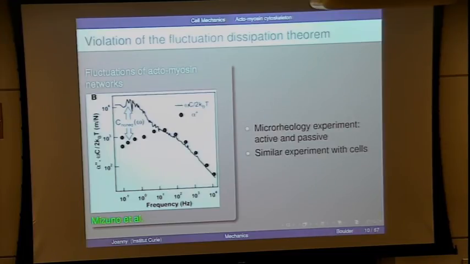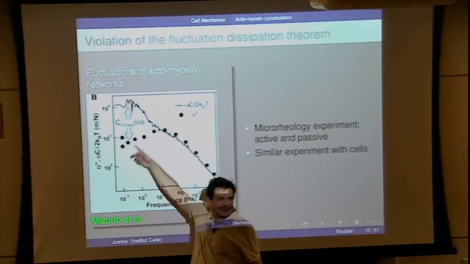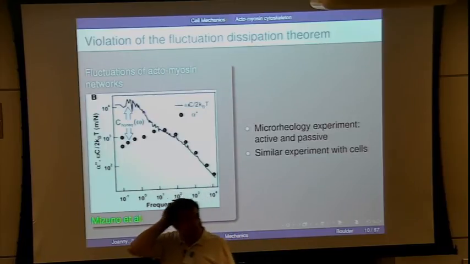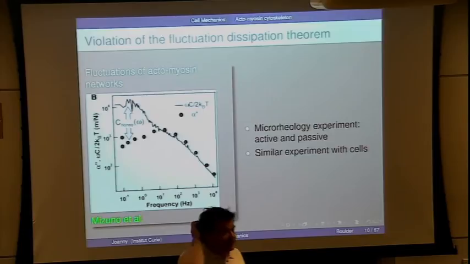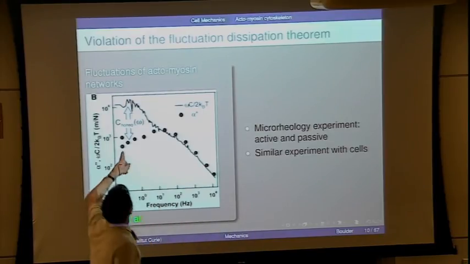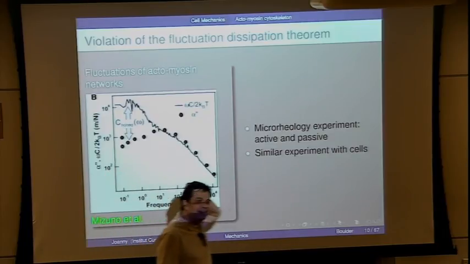No. So you turn off the ATP. This one doesn't change very much, and the correlations go on top of this one. That's what happens. So what it means is that it's extra active fluctuations mostly that you have. That's exactly what it says.